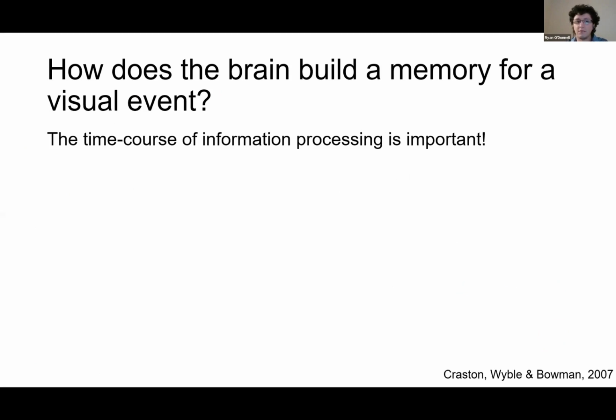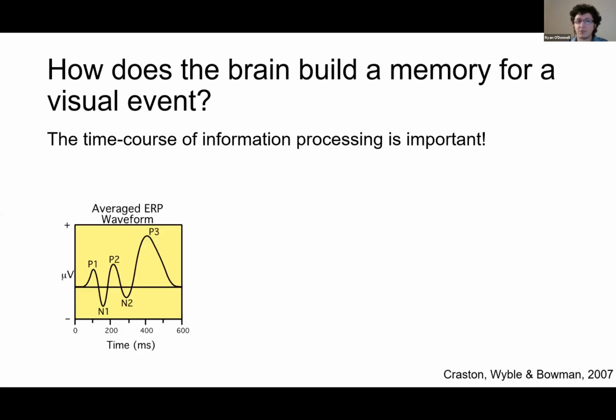We know from ERP analyses that the time course of information processing is important to consider. For example, when you look at an average ERP waveform, you'll see some early visual components like the P1 and N1 versus later higher level cognitive components like the P2, N2, and P3 that can be more associated with target selection and even target encoding. And all of these play an important role in understanding how a visual memory is built.